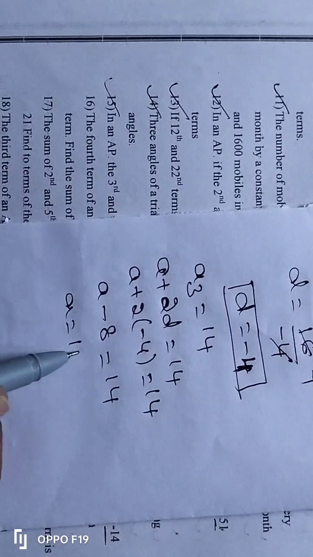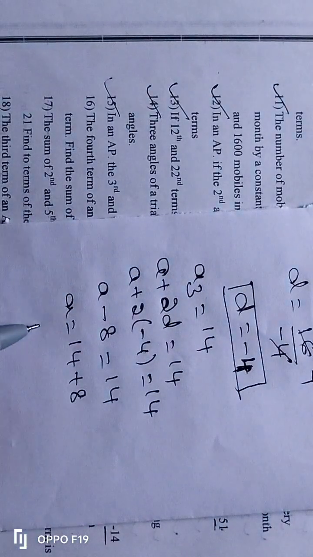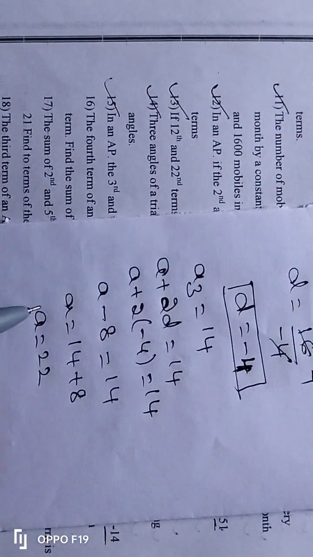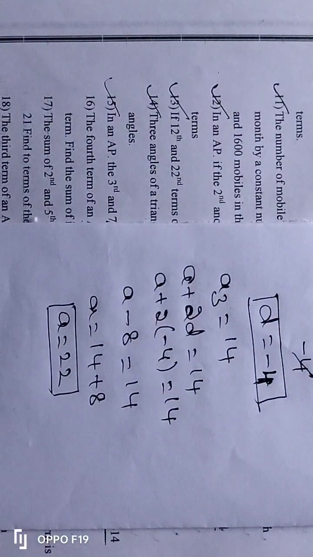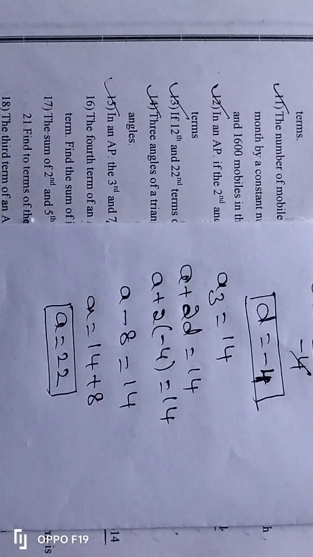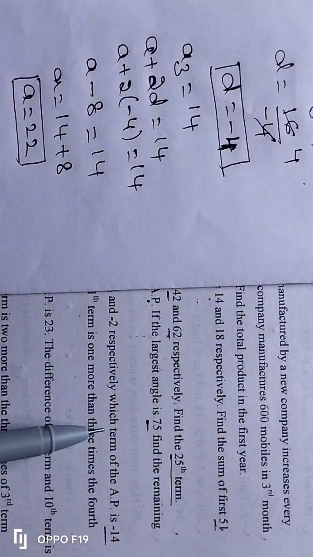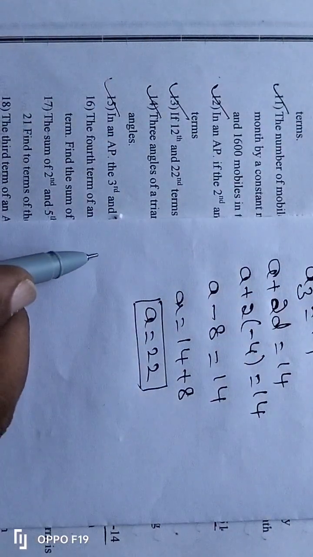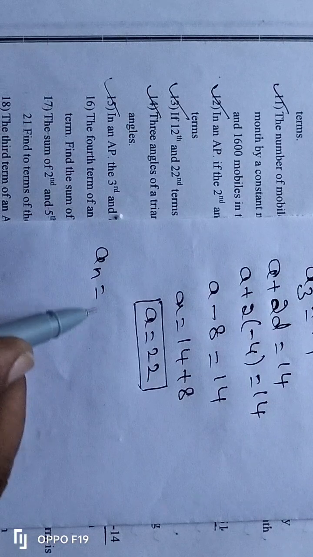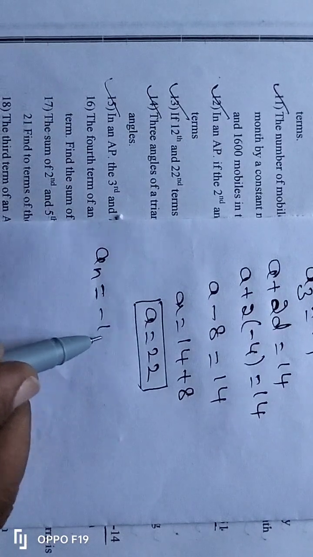A is equal to 14 plus 8. So A is equal to 14 plus 8 which will be 22. So A is equal to 22. After getting the value of A and D, now he has asked which term of the AP is minus 14. So which term we don't know. So now let us take an as minus 14.